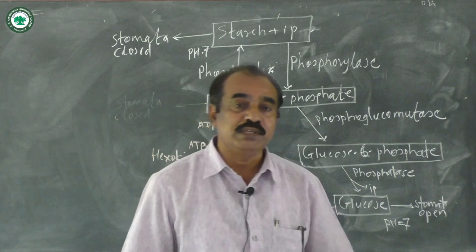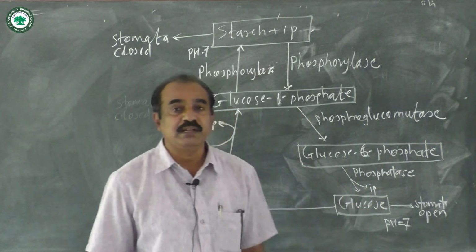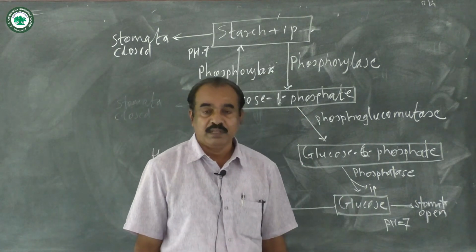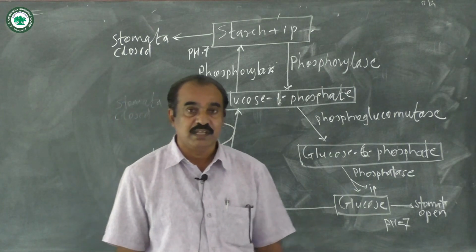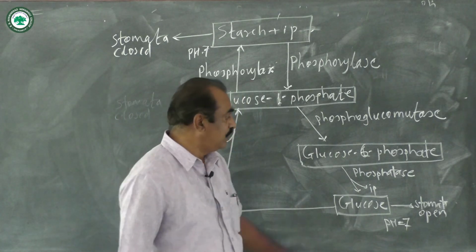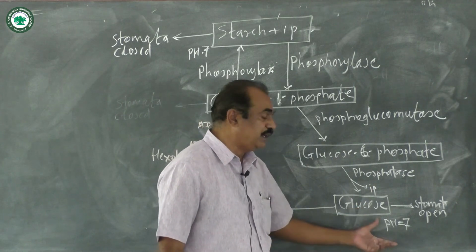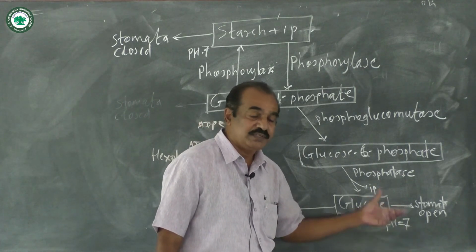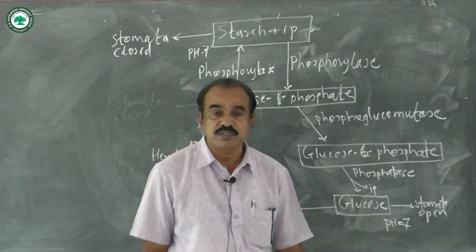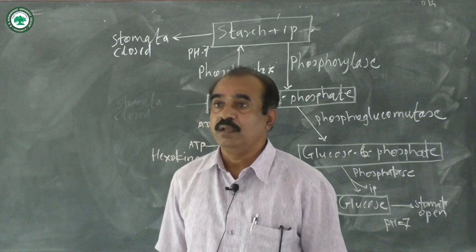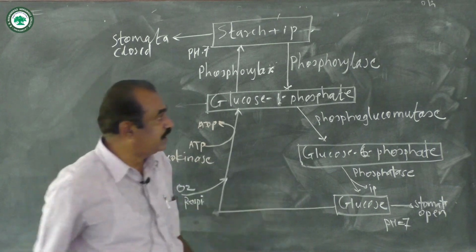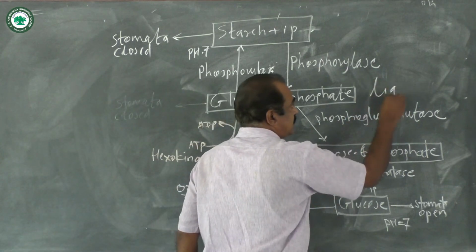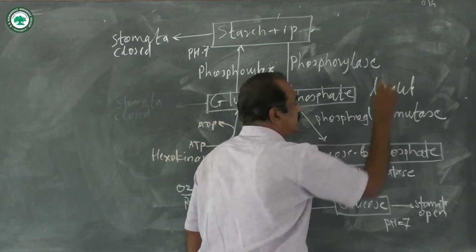This happens also in the neighboring guard cell, and automatically the stomata get opened, and transpiration, that is the water loss in the form of water vapor, takes place. And when glucose gets synthesized, the pH also becomes 7, which is also one factor responsible for opening of the stomata. This happens when there is light. All these changes take place when there is sunlight.